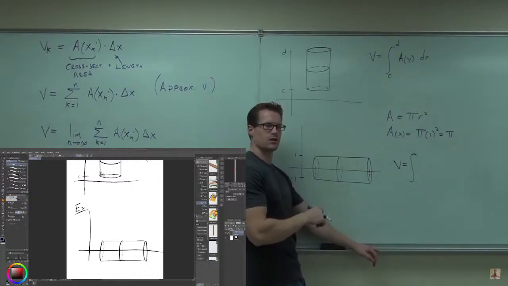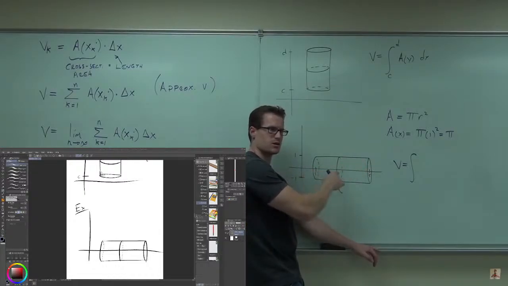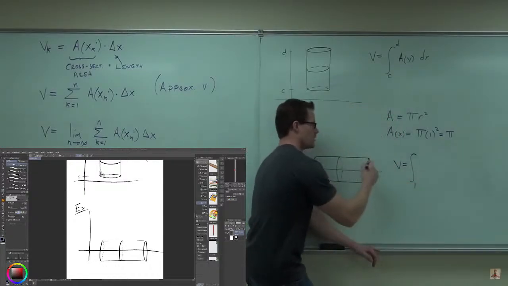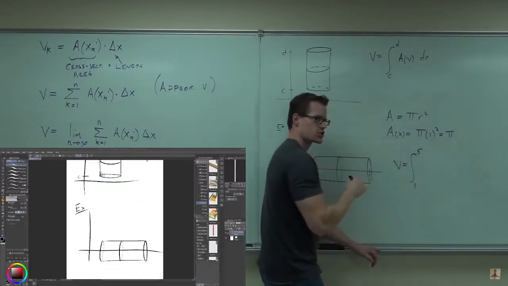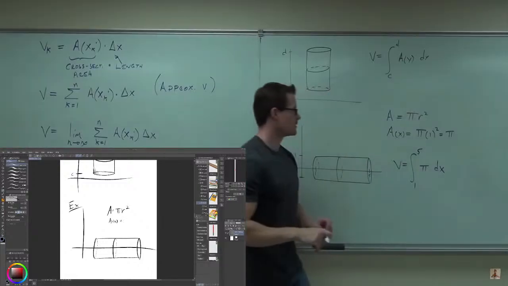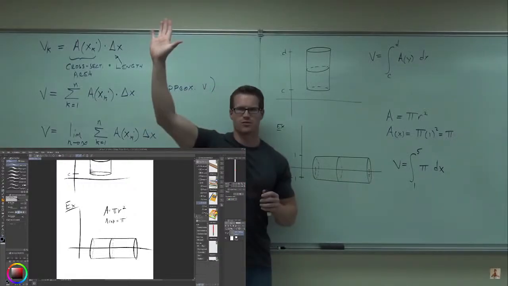Where's it start? Along the x-axis, where's it start? 1. Okay. 1 to where? 5. Of the cross-sectional area dx. Because we're going along the x-axis. Sure, that's an x. Show of hands, how many people feel okay with this so far?